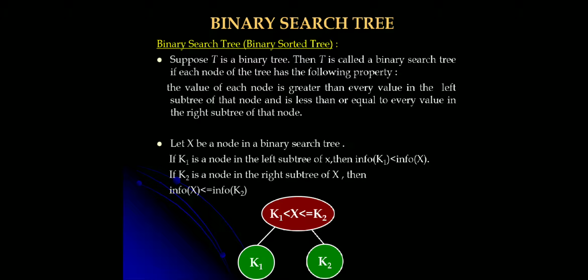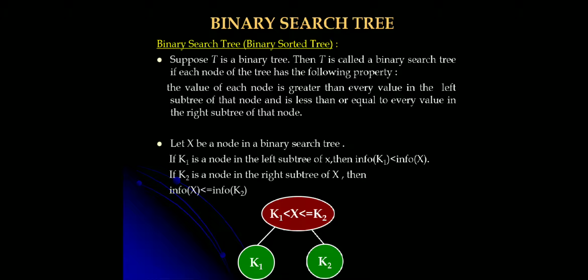Hello everyone. Now we'll look into one more important type of binary tree, that is binary search tree. It is also called a binary sorted tree. Coming to the definition, suppose T is a binary tree, then T is called a binary search tree if each node of the tree has the following property. The value of each node is greater than every value in the left subtree of that node and is less than or equal to every value in the right subtree of that node.